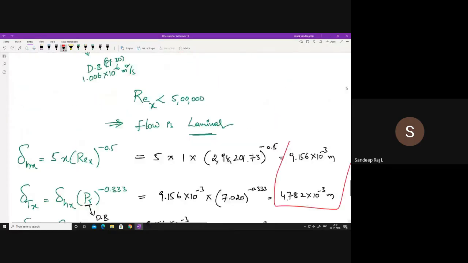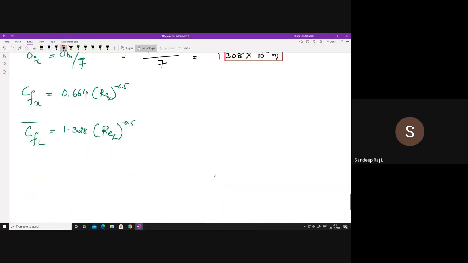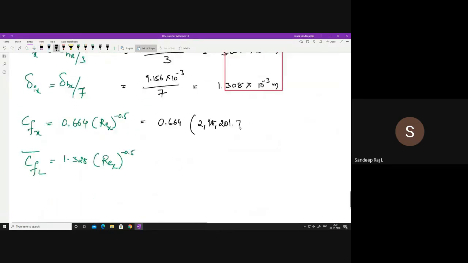Okay. So here you got answers. These are the answers. And these are also the answers. And apart from this, you have to calculate these things also. These are also asked in the question. 0.664 into the Re value, 2,98,210.73, to the power of minus 0.5.